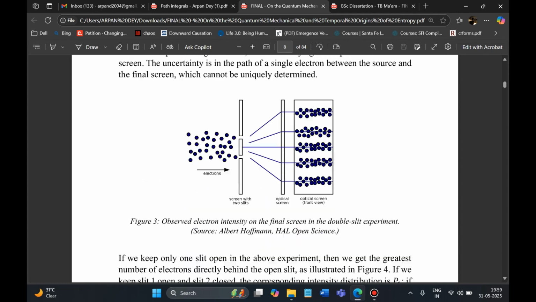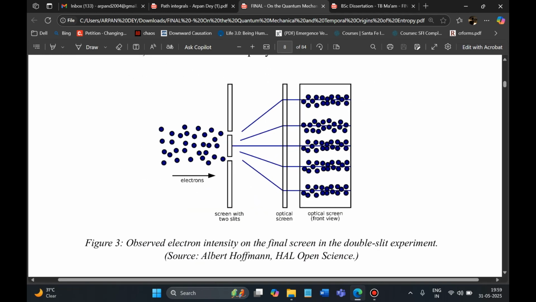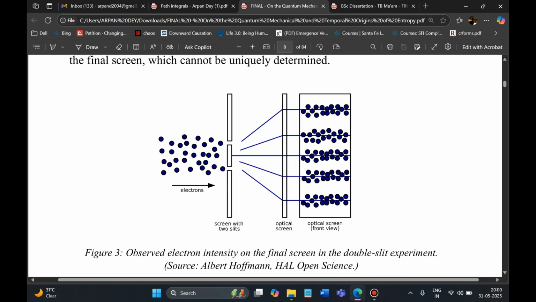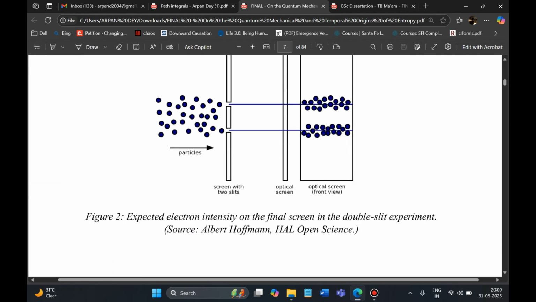Basically what Feynman is saying is that, in this case, the electrons can take many possible paths from the initial point to the final point on the screen. Many possible paths through the two slits, of course. So usually we get this interference pattern, but if you try to determine whether the electron passed through slit A or slit B, slit 1 or slit 2, then this interference pattern is destroyed, and then we get back what we expect classically.